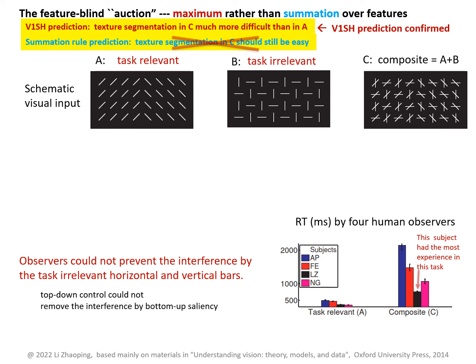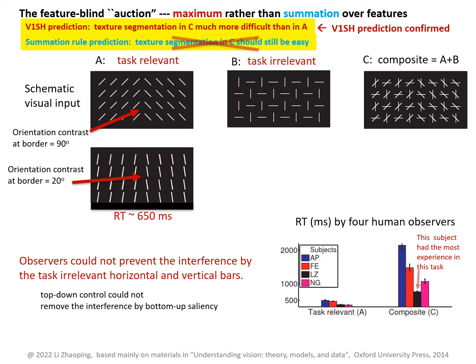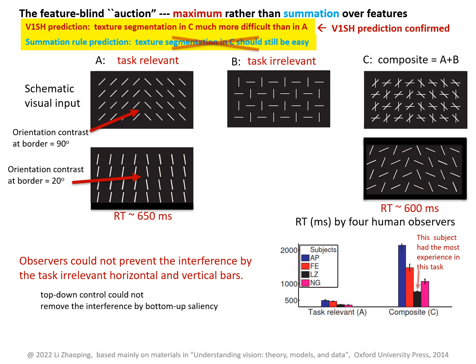Just to give an idea of how difficult it is to segment this composite texture C, which requires a reaction time of typically more than a second, the reaction time to locate the border in this texture is about 650 milliseconds. Here, the texture border is not as salient as the texture border in the texture above because the orientation contrast at the border is only 20 degrees. Meanwhile, to segment this texture is slightly easier, with a reaction time around 600 milliseconds. Although the texture bars are not uniformly oriented in each region, the orientation contrast at the border is large, making the segmentation sufficiently easy. Each texture bar here has an orientation that matches the average orientation of the 2 intersecting bars at the corresponding location in this composite texture C.